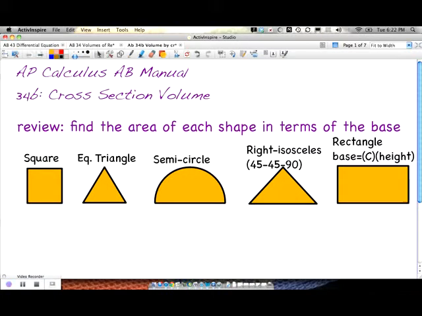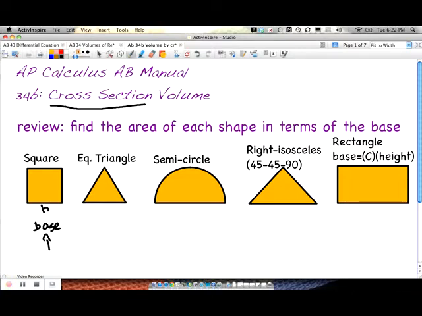We're going to finish out this section on volume with calculus, looking at things in 3 dimensions, but this time we're going to be doing something called working with cross sections. Just a quick review of some geometry stuff. We want to look at these shapes here out in front of you, but we want to consider how to find the area of each of them when all we're given is the base.